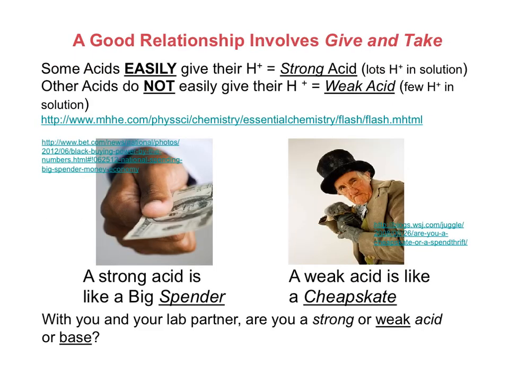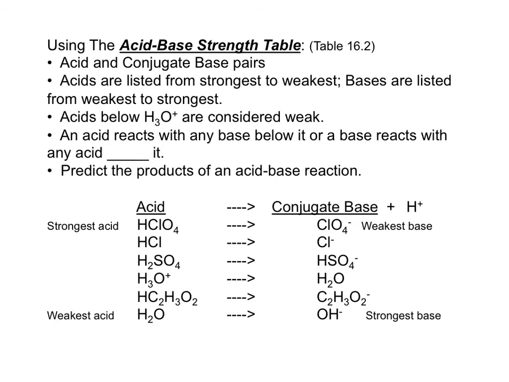Here's another way of looking at acid strength. A strong acid is like a big spender. A weak acid is like a cheapskate. We know that an acid reacts with a base, but an acid has to be strong enough to give its proton to a base. A base has to be strong enough to take a proton from an acid.